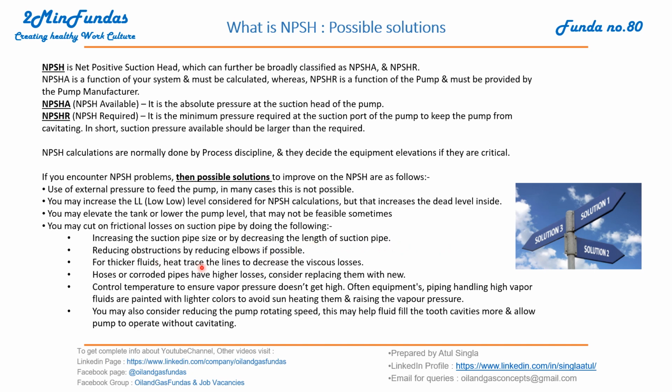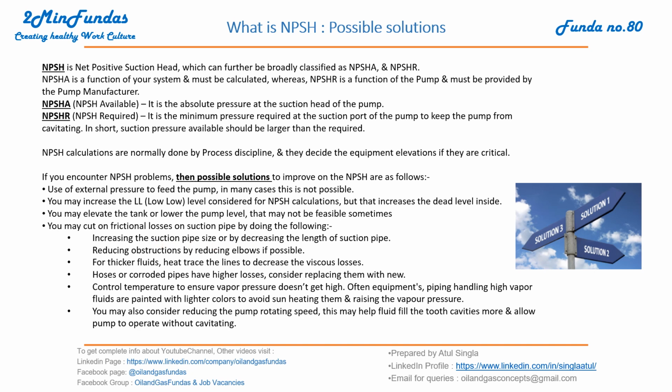Reduce obstruction by reducing elbows. Again, to get an economical design, we have to reduce the number of elbows in the system, but we always have to discuss this with the stress team so that they get a good stress analysis report. For thicker fluid, heat trace the lines to decrease the viscous losses. This can be one of the options. Hoses or corroded pipes have higher losses. Consider replacing them with new ones. So in the end, we are trying to reduce the friction losses here.